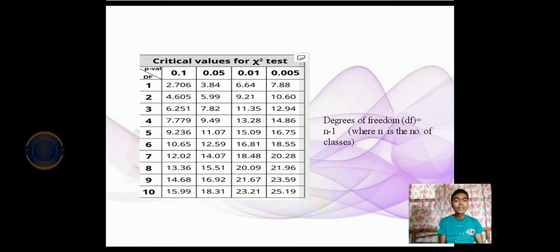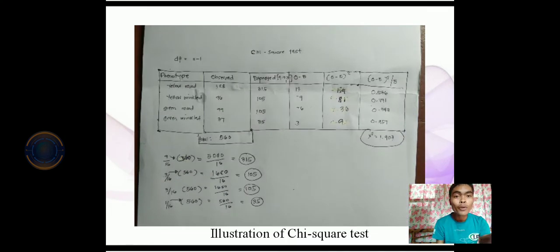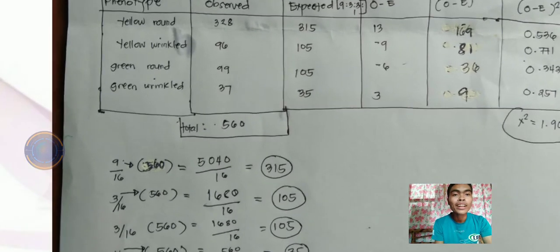Now, for example, after solving, we have 4 classes. Remember that df, or the degree of freedom, is equal to n minus 1, where n is the number of classes. May 4 tayong classes: yellow, round, and so on and so forth. So, 4 minus 1 is equal to 3. Now, observed: 328, 96, 99, 37, which is equal to 560.